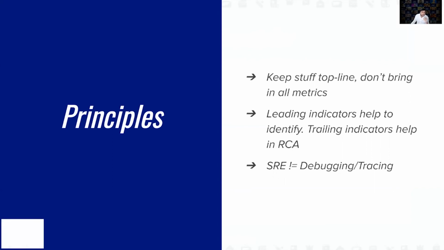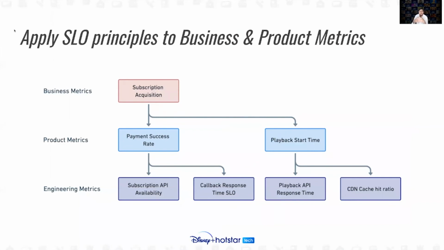The other thing we want to do with our SLOs is apply the same principles to our business and product metrics also. Not just correlate our engineering metrics, but correlate across business and product metrics as well. So imagine I'm having degraded performance in the playback API response time, and I want to figure out what that is impacting in my platform. If I have this kind of correlation, I can easily notify the respective product and business stakeholders, and then they can channel the communication.